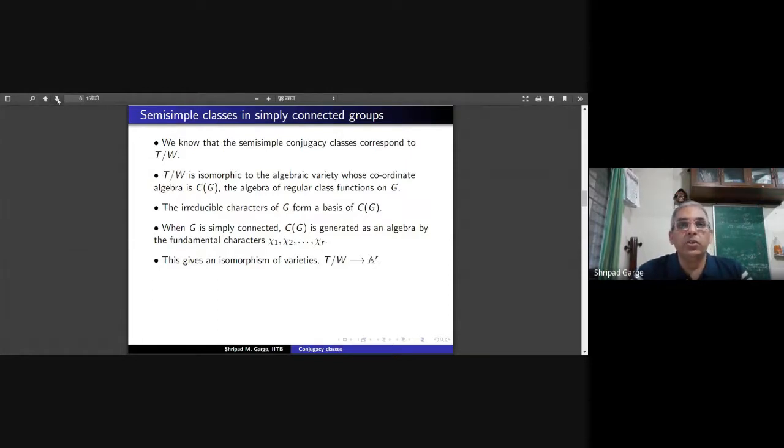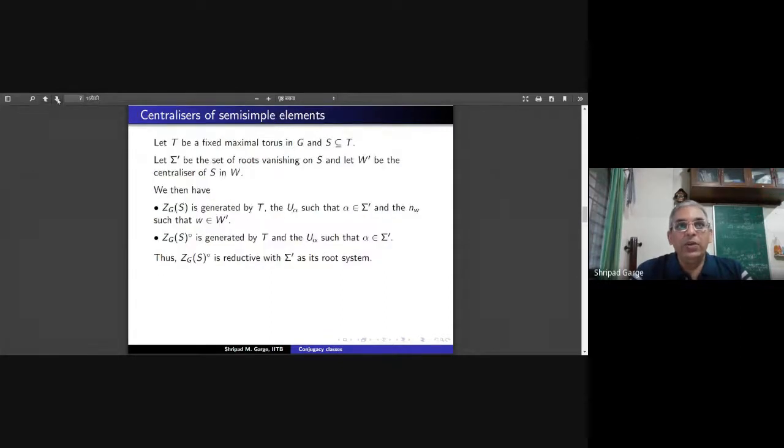Okay, so let's do one or two more important things. I want to say something about centralizers of semi-simple elements. Let's say that we have a fixed maximal torus T inside G, and a subset S of this maximal torus. We have the root system sigma and the Weyl group and so on. Let sigma prime be the set of roots which vanish on S, which are trivial on S. Vanishing meaning they are trivial on S.